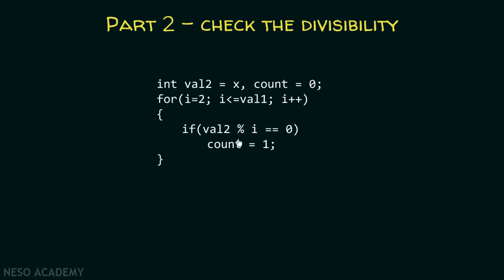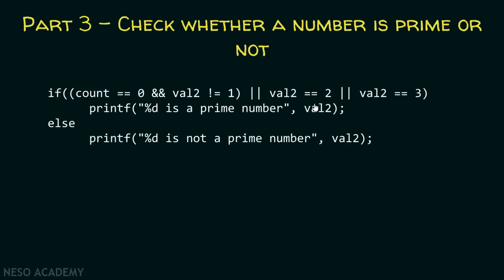we check whether this number, that is x, is divisible by any of the number less than or equal to square root of x or not. If it is divisible, then we set the count value to 1, which is initially set to 0. Now obviously, the next step is to check whether a number is prime number or not. And we already know if count is 1, then it is not a prime number, else if count is 0, then it is a prime number.